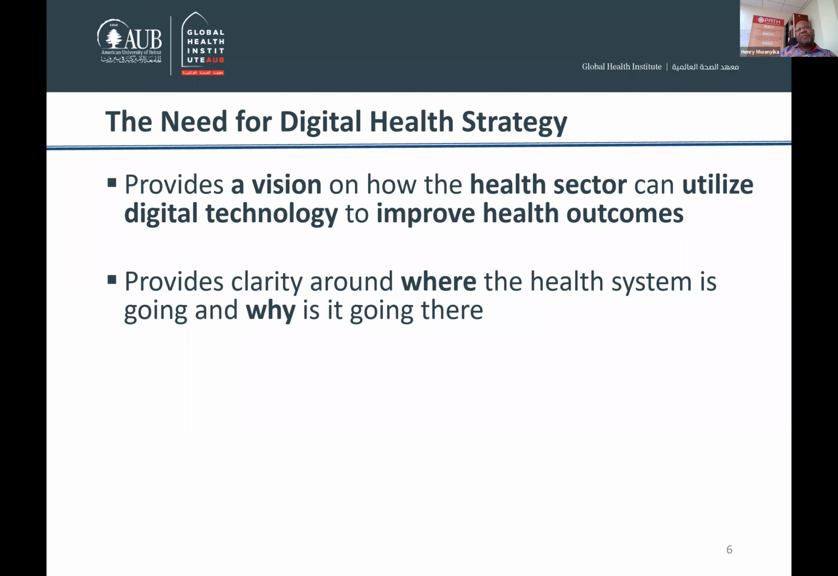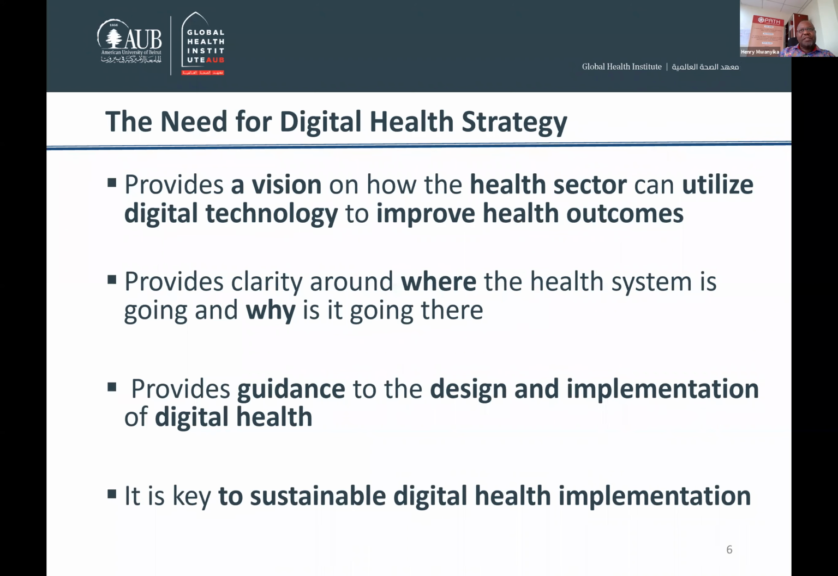Also, a digital health strategy gives us guidance on how we are going to design and implement digital health moving forward, because it provides us with a tool to measure the impact of what we do. When it comes to sustainability, digital health strategies are extremely key for sustainable digital health implementation, because with the investments we put in digital health, we know why we are doing them and where they will take us in the future, so that we can measure the impact of all these investments.